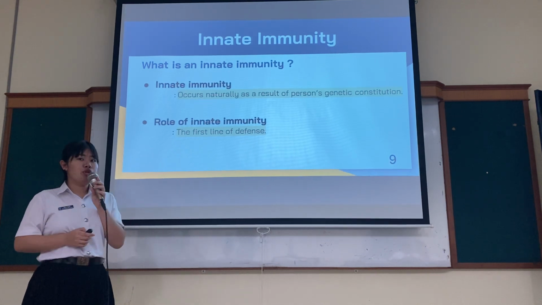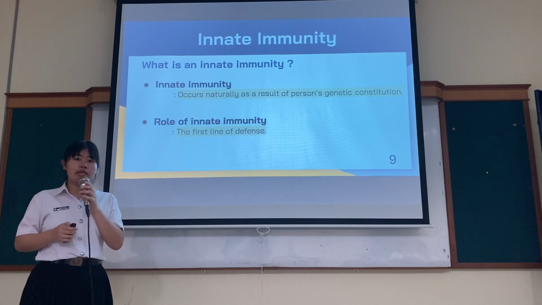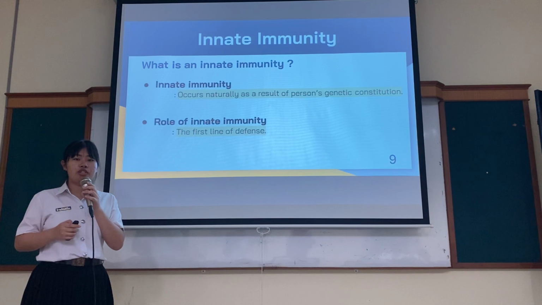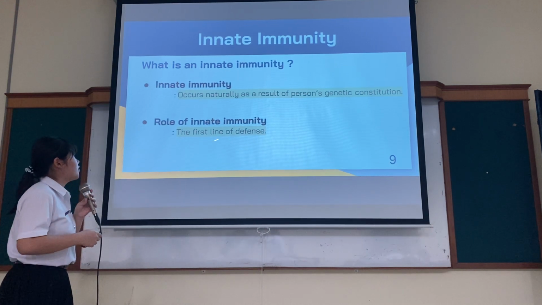What is innate immunity? Innate immunity is also called natural immunity because it occurs naturally as a result of a person's genetic constitution. To put it simply, it is present since we were born, and it doesn't arise from previous infection or vaccination. It is responsible for being the first line of defense.